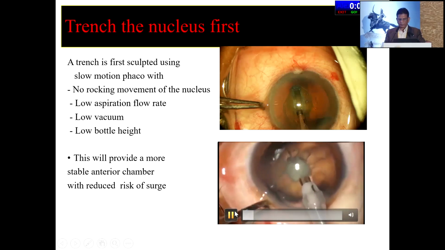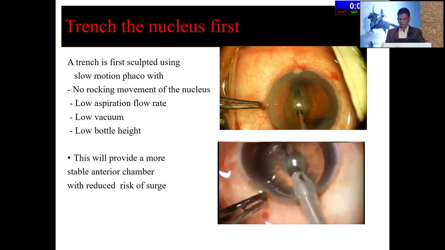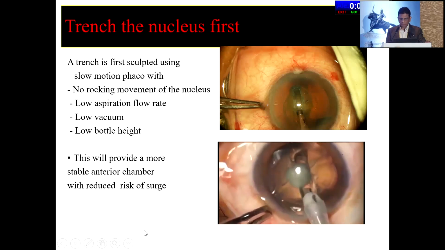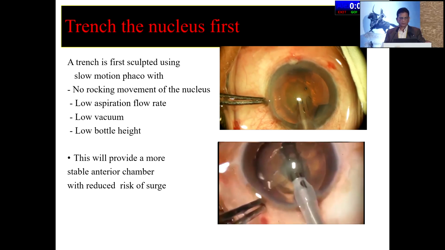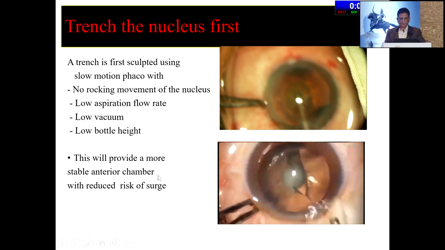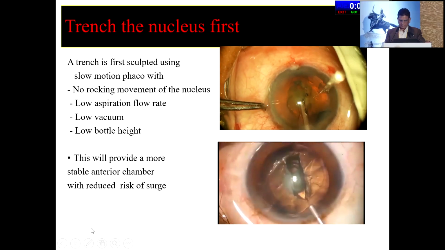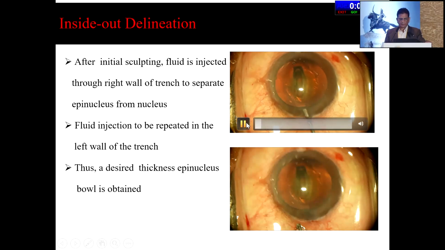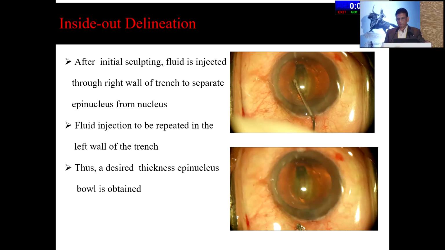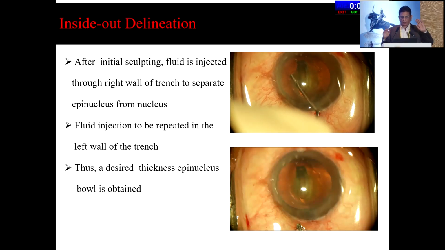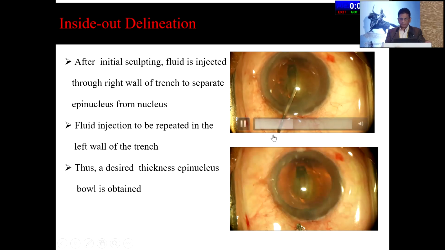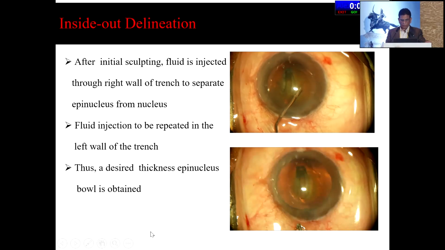This is the second video, again the same, and one can make the trench. Dr. Gupta, you have only 2 minutes. Yeah, I will finish, sir. No problem. The trench is first sculpted. After initial sculpting, the fluid is injected through the right wall of the trench and then through the left wall of the trench. So the fluid goes from inside out and you are very safe. And we can customize the thickness of the epinucleus ball as well.